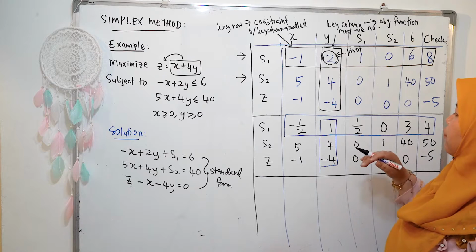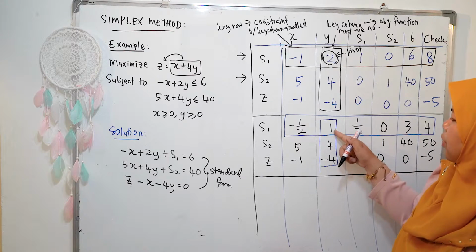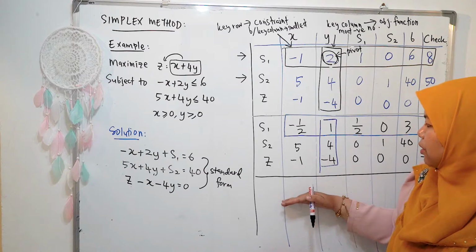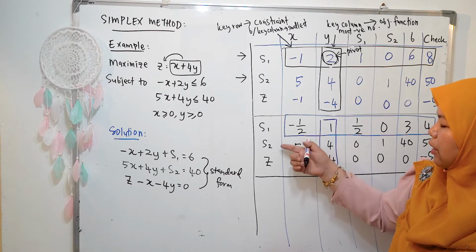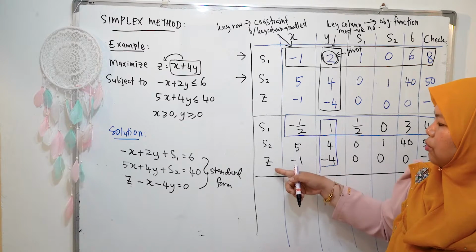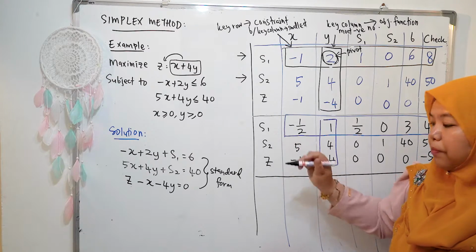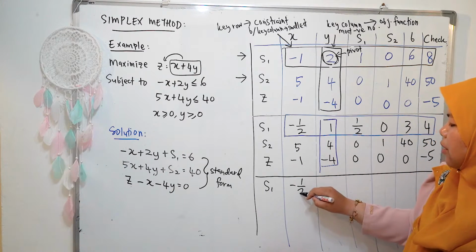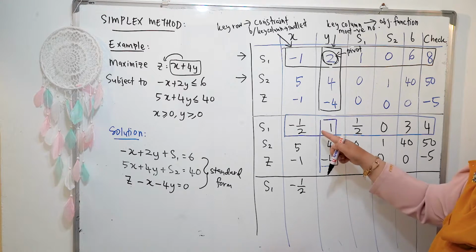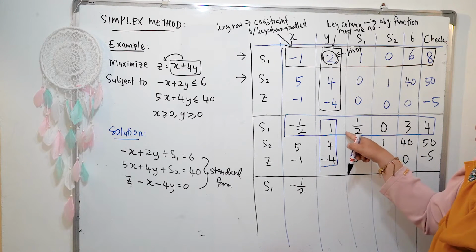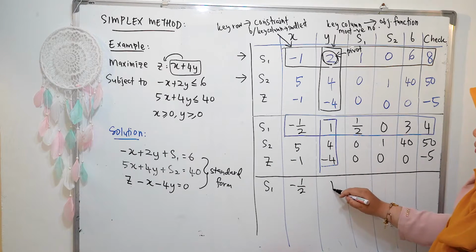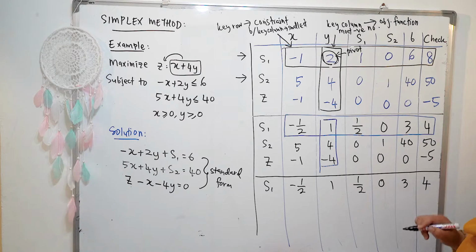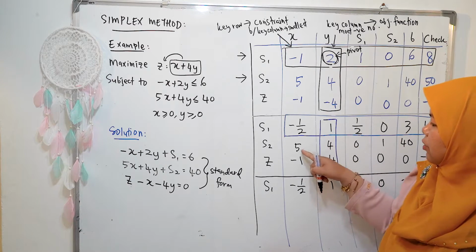Okay, so after we change the pivot into 1, and then another row we just copy paste. So right now the next table we want to change the another row, which is S2 and Z. So how about S1? Okay, S1 we just copy and paste because previous we already changed all the elements in this row S1.